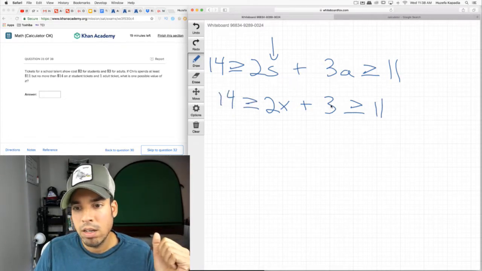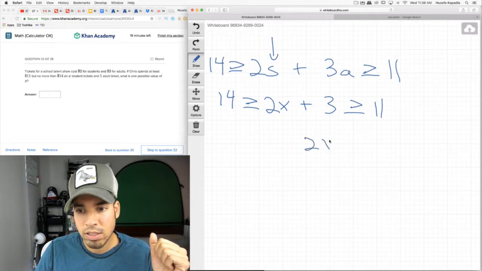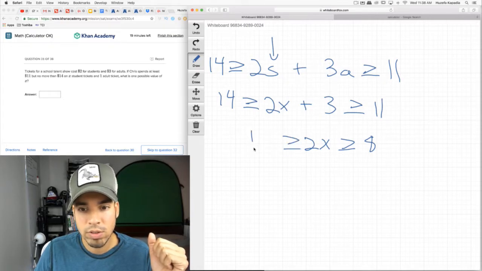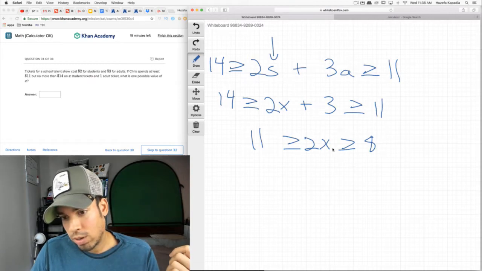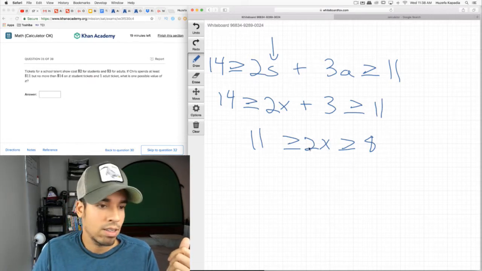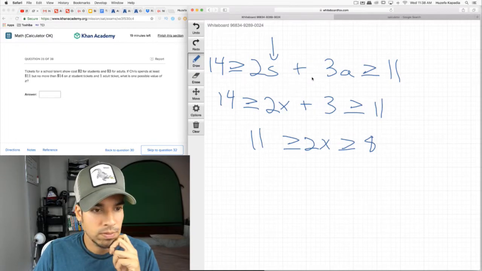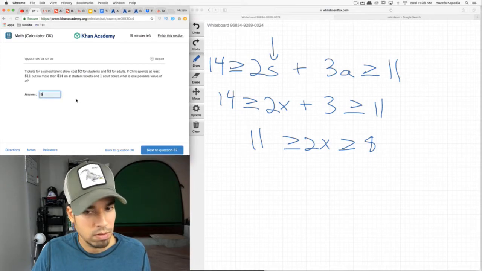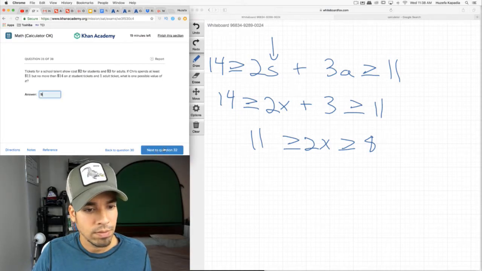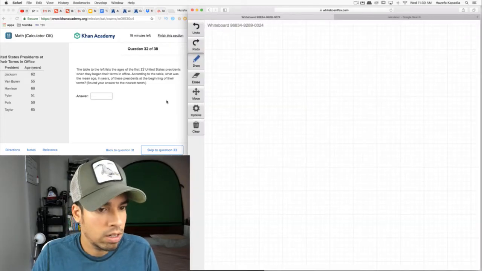Okay, well, I can subtract 3 from both sides. 2x is greater than or equal to 8, less than or equal to 11. So 5. 5 works, right? 5 is greater than 8 and less than 11. So we can say 5 students and 1 adult. 10 plus 3 is 13. Didn't even need to write all this out, actually. Could have done that mentally.